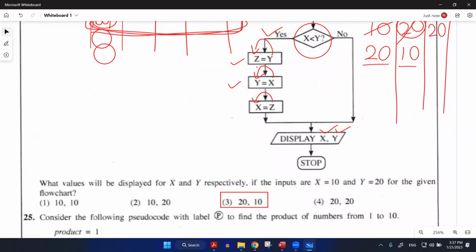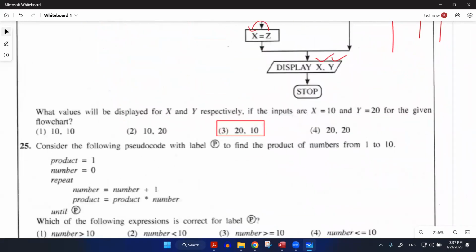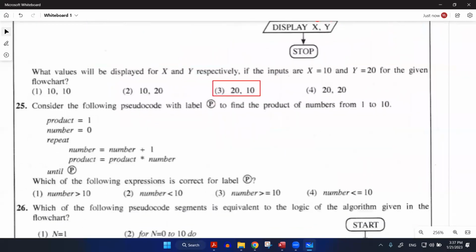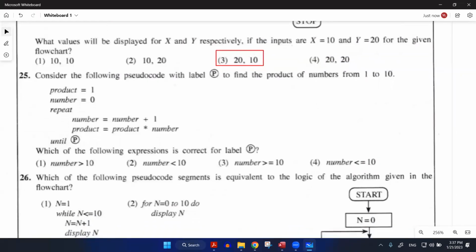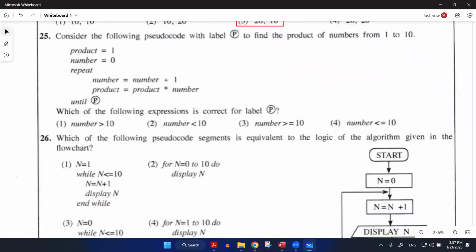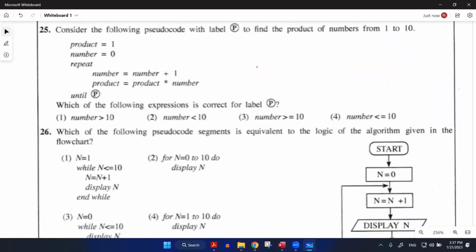And the 25th. Consider the following pseudocode with label P to find the product of numbers from 1 to 10. What they are asking is which of the following expressions is correct for the label P? They have used a repeat until structure. They have something called product, which I take as P.